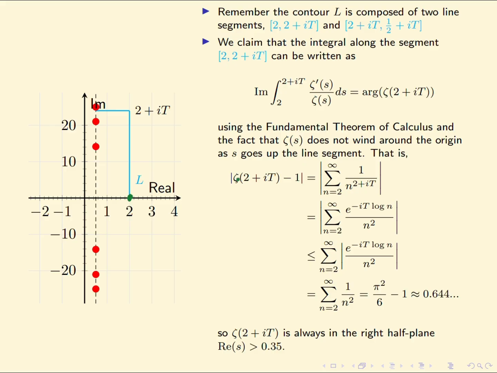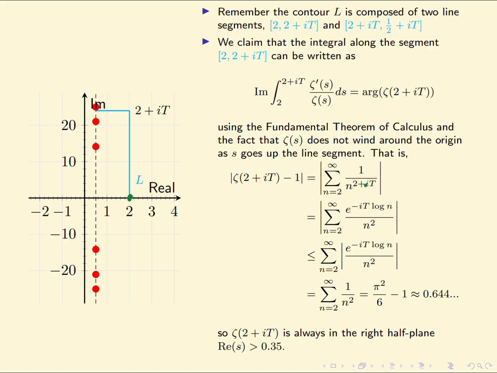So what I'm going to claim is that the absolute value of zeta of 2 plus iT minus 1 is just bounded by a finite number. So I'm going to put this in infinite series form. Remember, when the real part of s is greater than 1, so 2 counts as greater than 1, you can write it as this infinite sum. And because I have a minus 1 here, I'm going to subtract out the first term of the infinite series. The first term is always just 1, no matter what s is. So that's why it's a sum from 2 to infinity.